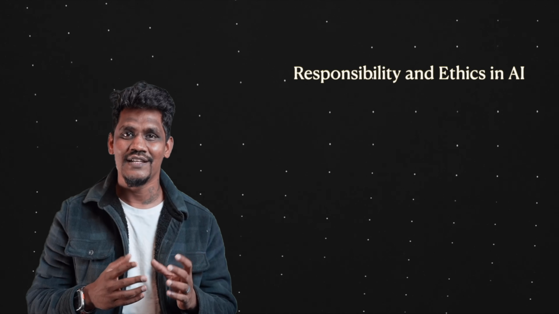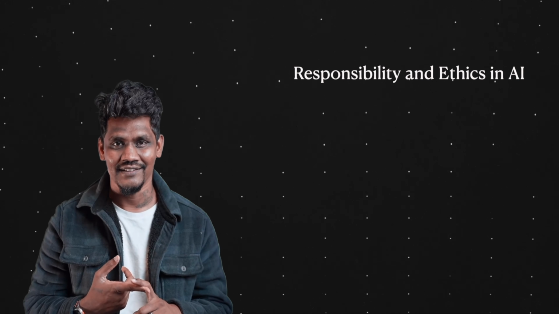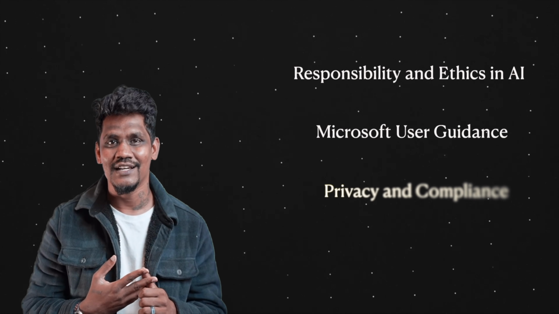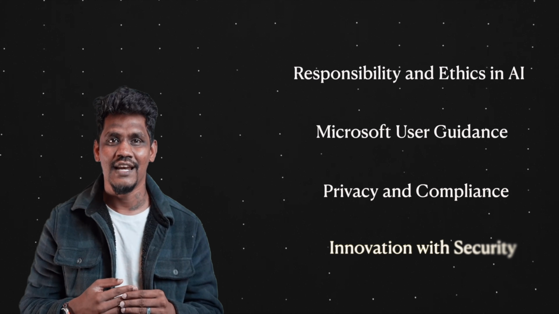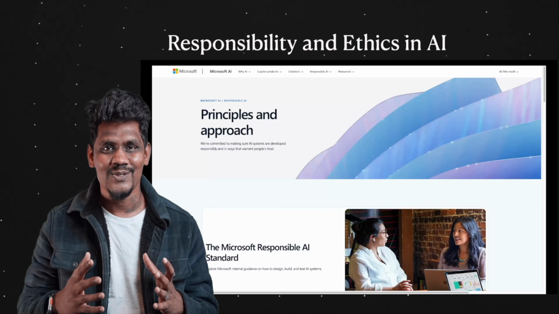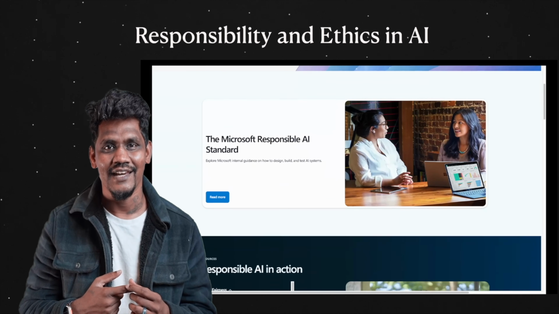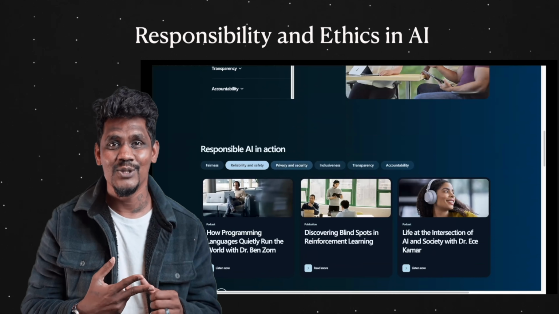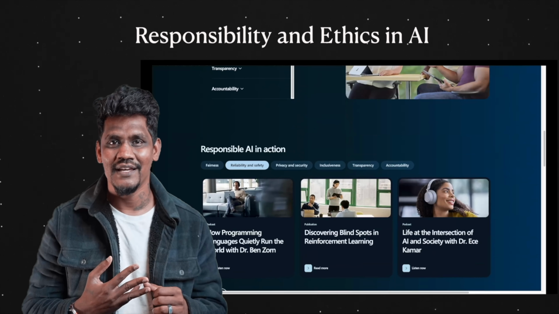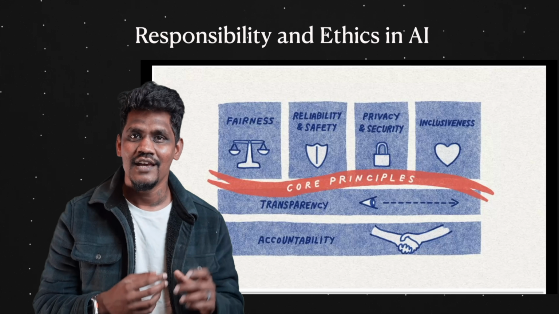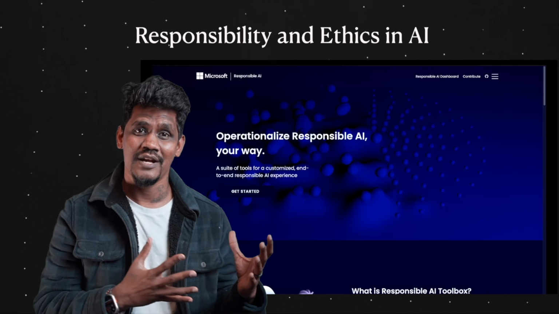The first one is responsibility and ethics in AI. The second one is guidance for users. The third one is privacy and compliance related stuff. And the last one is innovation with security with Microsoft. So let's look at the first one, responsibility and ethics in AI. Microsoft has introduced key principles like fairness, inclusiveness, transparency, compliance standards for AI privacy, and security to address concerns about integrating AI into enterprise systems.